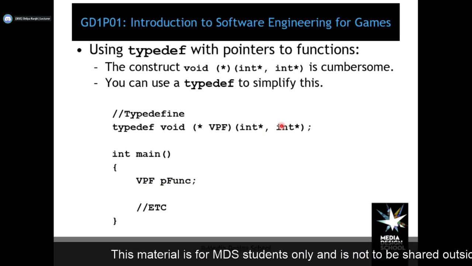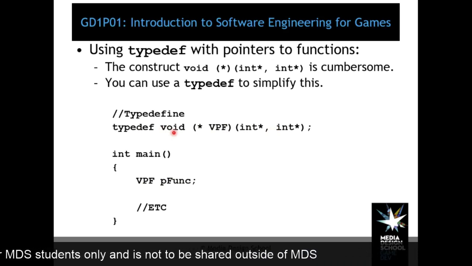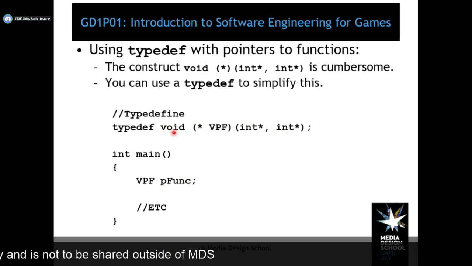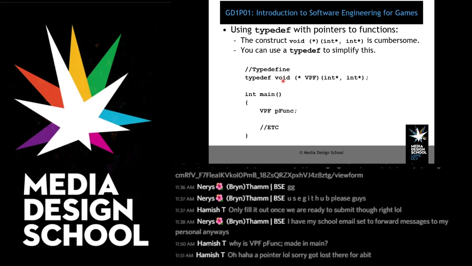The basic type of the function remains the same. I'm talking about two integer pointers and a return type is void. So Hamish, why is VPF pfunc made in main? Because in main I'm creating a function pointer. It's like creating a pointer variable. So later on in the main function, I will be using this function pointer. It's just like creating a normal pointer variable. So in my main function, maybe I'm going to be assigning pfunc to the address of some function with the same function signature.